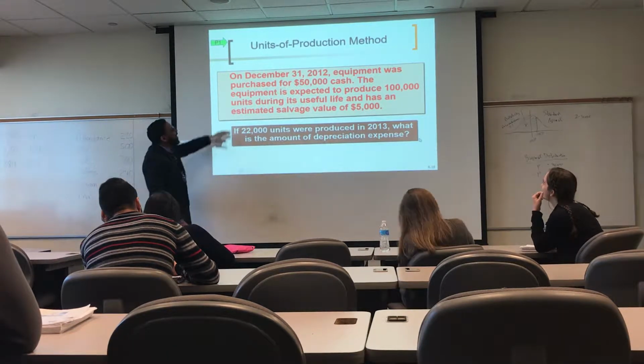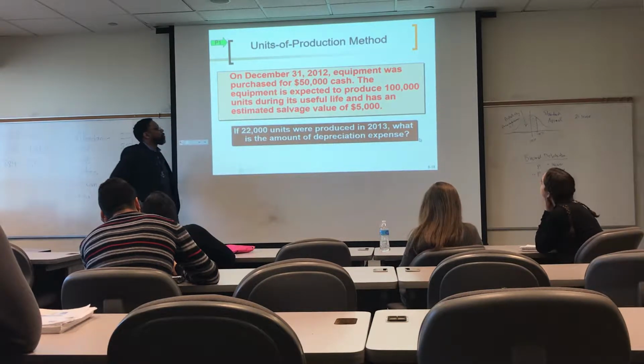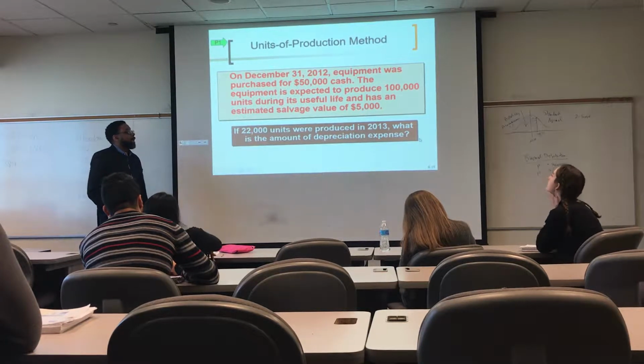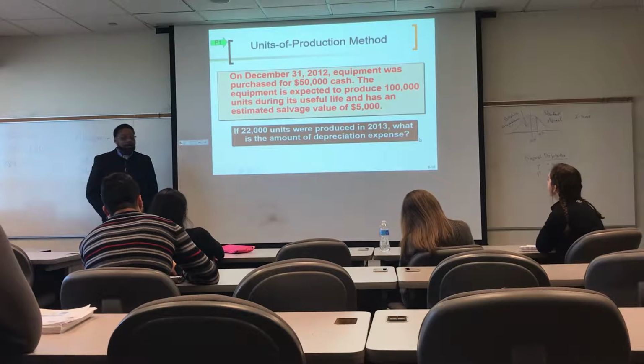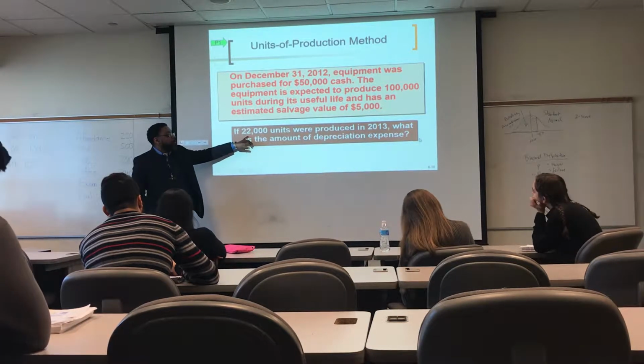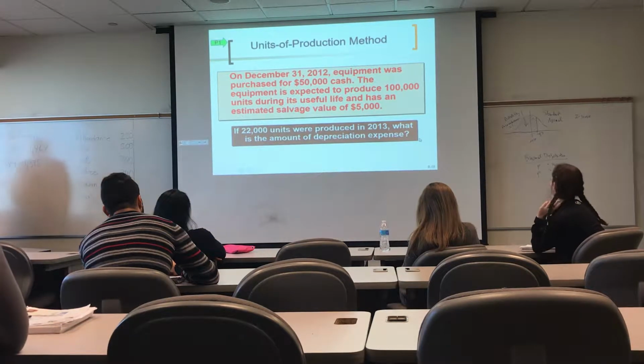Okay. All right, on December 31st, 2012, the equipment was purchased for $50,000 cash. The equipment is expected to produce 100,000 units during its useful life and has an expected salvage value of $5,000. 22,000 units were produced in 2013. What is the amount of depreciation expense?